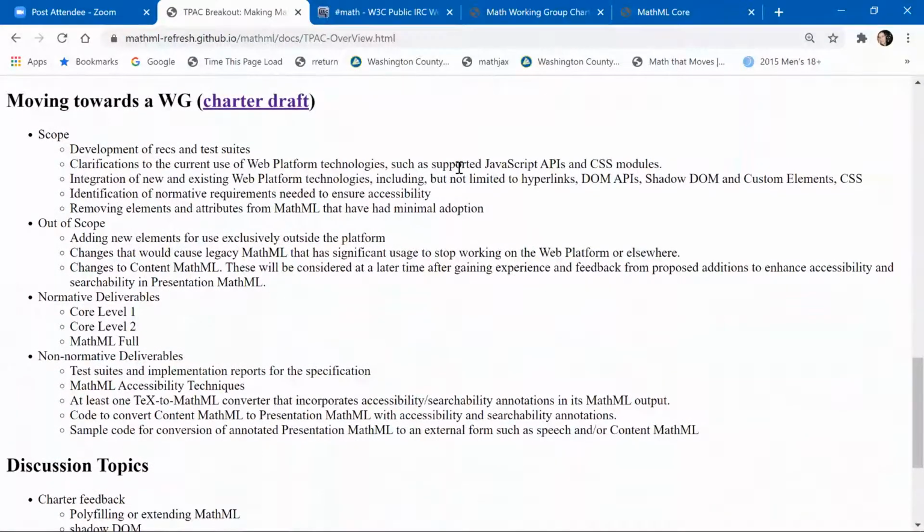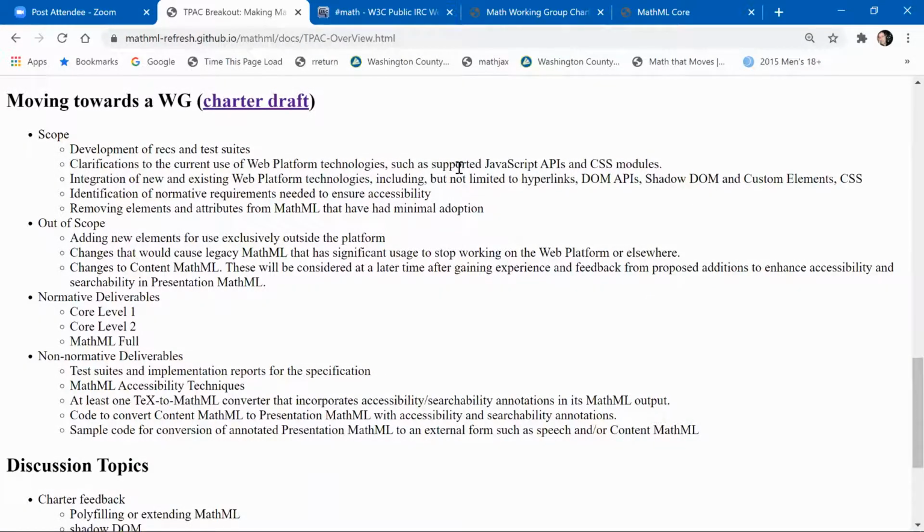So now I want to move on quickly to the charter and just cover what's in the charter. And so the scope is we're obviously going to develop some specs and test suites. We really want to clarify, as Brian has talked about, the current use of web technologies like JavaScript APIs and CSS integration. We want to identify some normative requirements for accessibility to make sure that there's some minimal levels of accessibility associated with MathML.